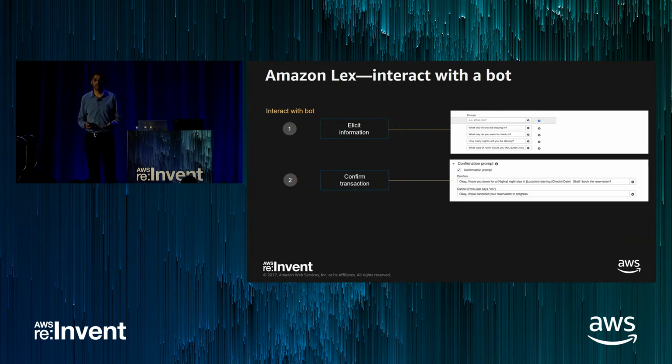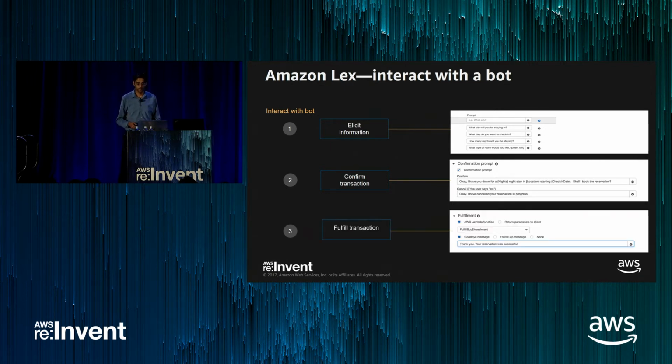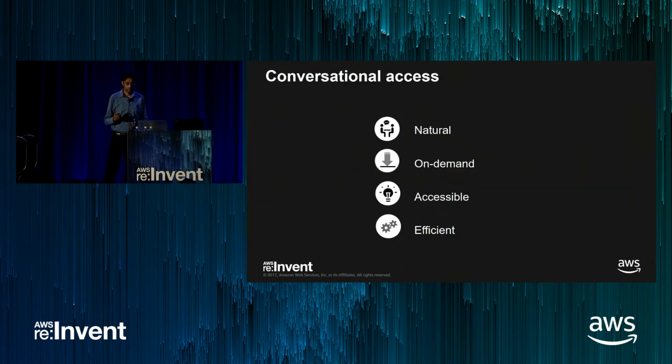And then there is a confirmation prompt. So at the end of the conversation, just before you execute the transaction, there's a confirmation prompt asking, can I go ahead with the transaction? So that's another piece that you define. And finally, the fulfillment, wherein you have a choice between AWS Lambda function, which would make up for a server-side fulfillment, or a client-side fulfillment, wherein you return the parameters to the client. So that's how you build a bot. And that was the overview I wanted to provide.